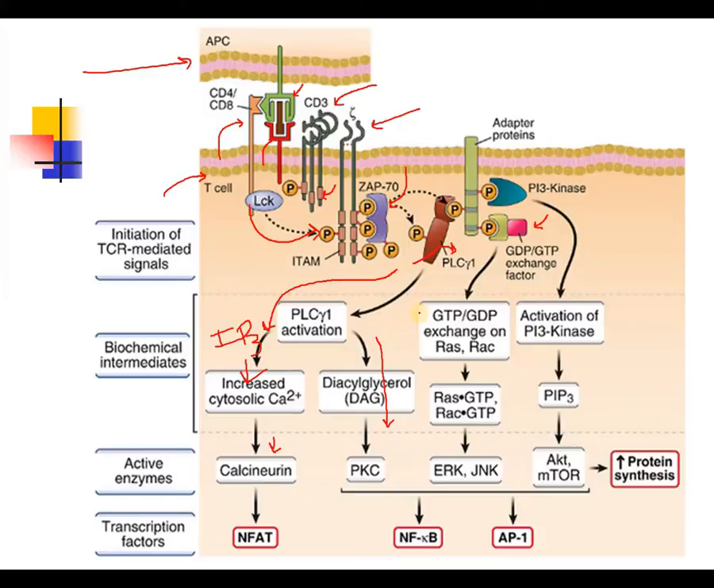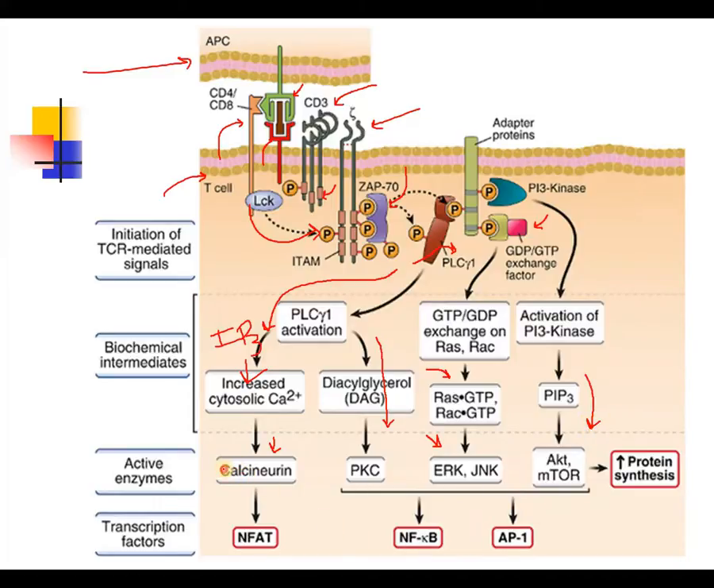If you're talking about GTP, GDP, small G protein exchanges like RAS and RAC, these become activated. So we have our small active G proteins. They, in turn, induce the signaling for active enzymes ERK and JNK. And PIP3 also will allow for activation of various enzymes.